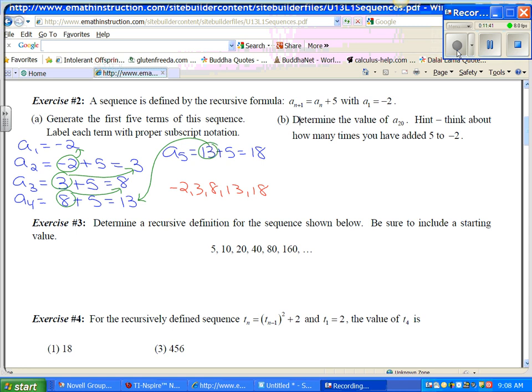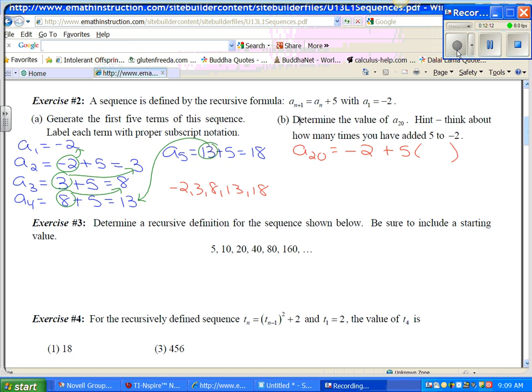No? I want a formula. How would I find a sub 20, given what I have? A of 19 plus 1? No? -2 plus 5 times, they're saying 20.